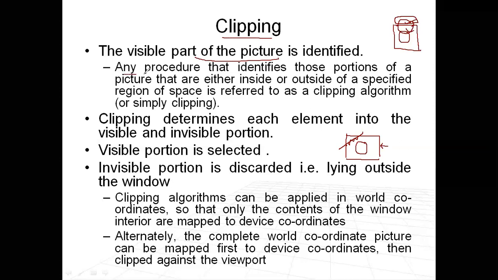So we can say any procedure, algorithm, or method that identifies those portions of the picture that are either inside or outside of a specified region of space is referred to as a clipping algorithm or simply clipping. The part residing outside the visible region is discarded, and we have to consider the part of an object lying within the viewport. So clipping divides each element into visible and invisible portions.